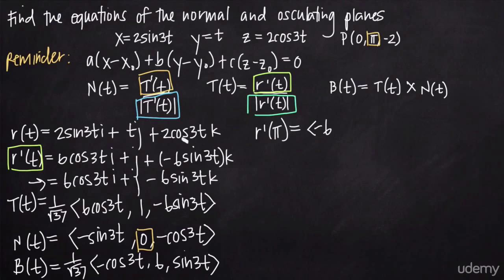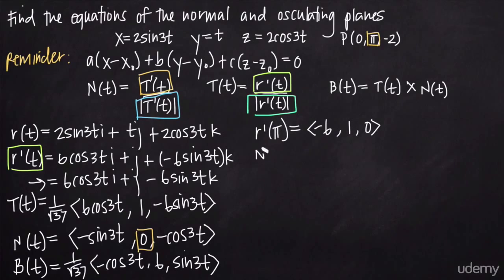When we try to plug pi into the coefficient on our j term here, well, the coefficient on our j term is just 1. There's no place to plug in pi, so we're going to just take the component here, 1. Then when we plug pi into the coefficient on our k term, we're going to get 3 pi. Sine of 3 pi is 0. 0 times negative 6 just gives us 0. Now these are going to be the values for a, b, and c for our normal plane.